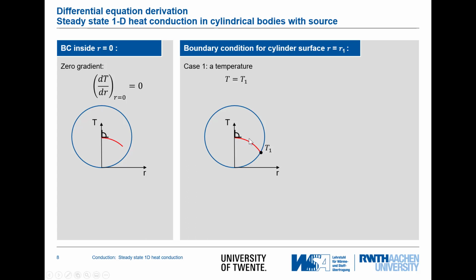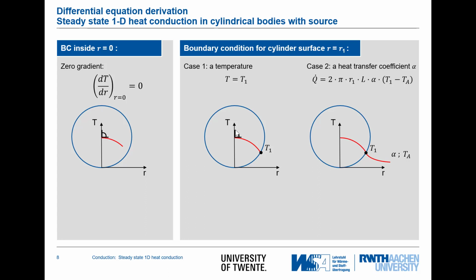Then, of course, the heat is still transferred through this cylinder, and in the same manner as the temperature T1 increases, the temperature in the center of the body will also increase. The second case that we could imagine is that we prescribe not the temperature T1, but a temperature T ambient, and relate the temperatures T1 and T ambient through the heat transfer coefficient alpha.